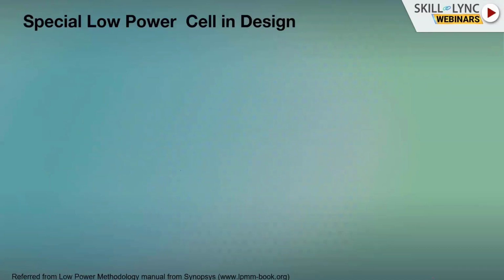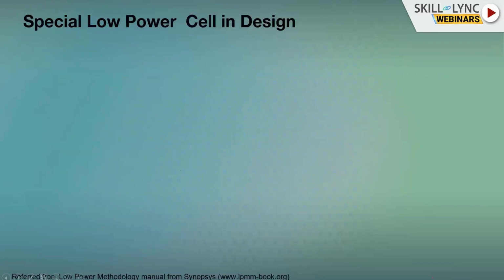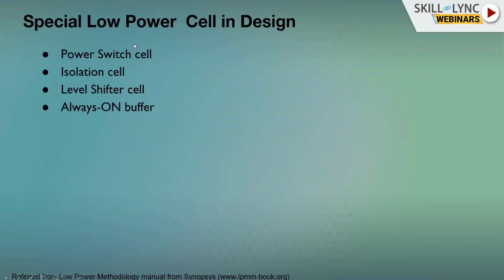Let us go into more detail about what cells we talked about. Mainly on the low power cells, we'll talk about isolation, level shifter, retention cells, and power switch cells. These are the key four cells, and we'll talk about them in our low power design. So these are the few cells. The key things are: power switch cell, isolation cell, level shifter cell, and always-on buffer cells. If you go into details, power switch cell.